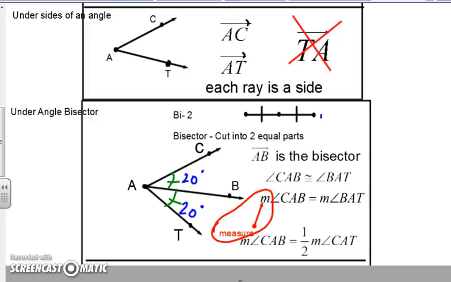Okay, so right here we have a midpoint, and it cut this segment into two equal parts. We also have an angle bisector, which would cut an angle into two equal parts. So right here, angle CAT is cut in half by ray AB. AB is the bisector. What that means is, if they give me that AB is the bisector, that means that angle CAB is going to be congruent to angle BAT.